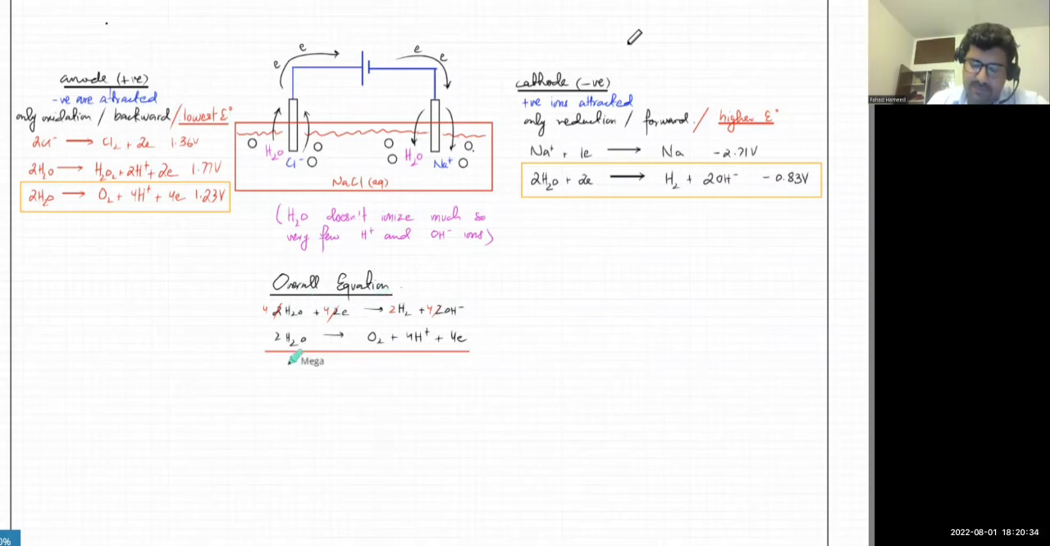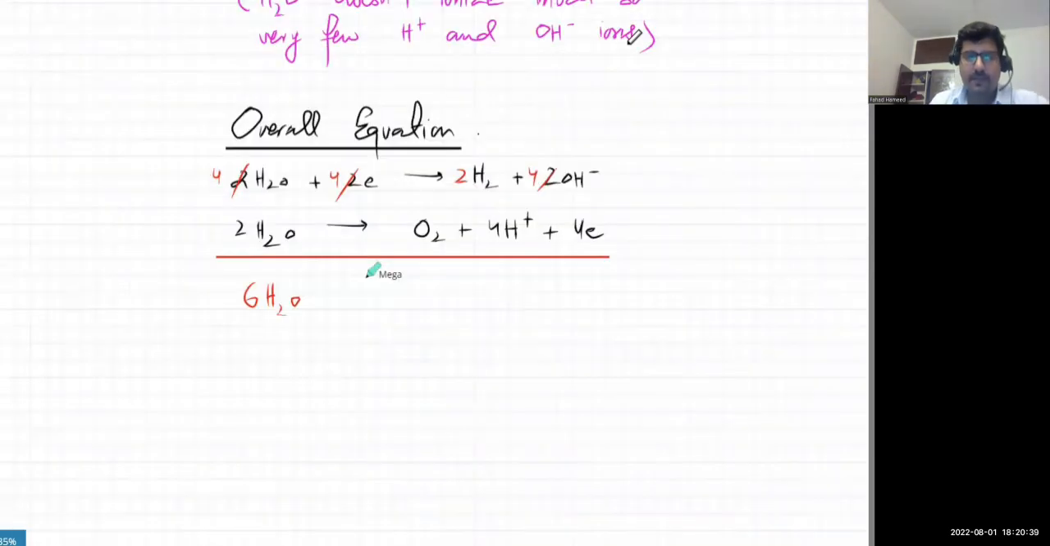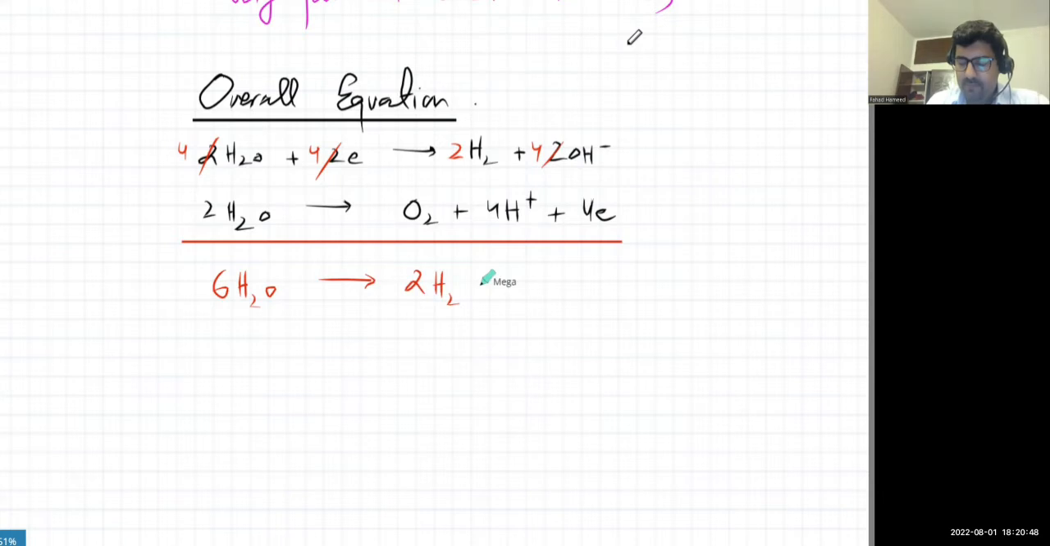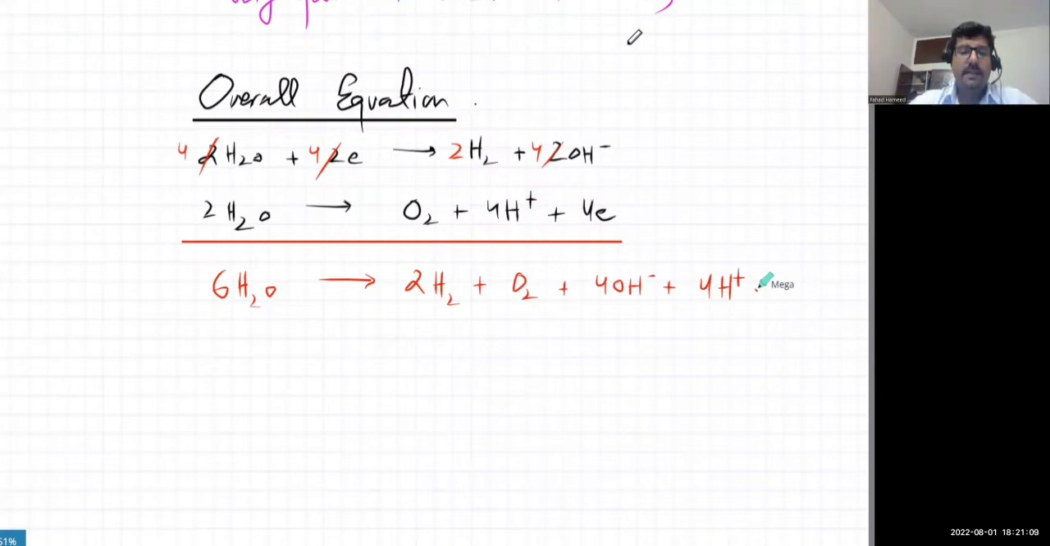it's going to be 6 water molecules on this side. दूसरी side पे क्या है? अच्छा, दूसरी side पे I'm going to have 2H2 plus O2 plus 4 OH ions and 4H plus 1. So that is what's happening. Okay, that's the overall reaction that's going on. Okay, just add the two reactions up.